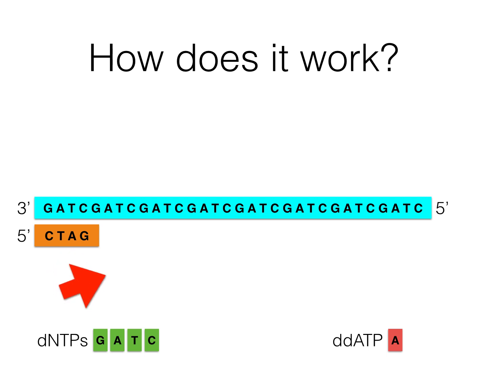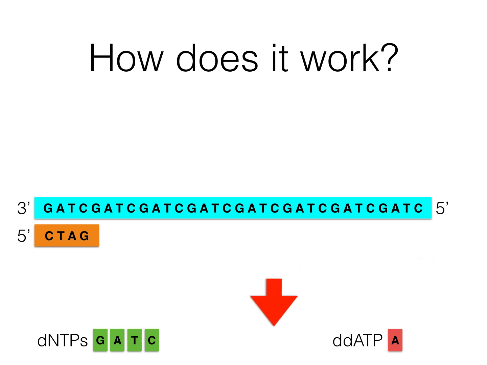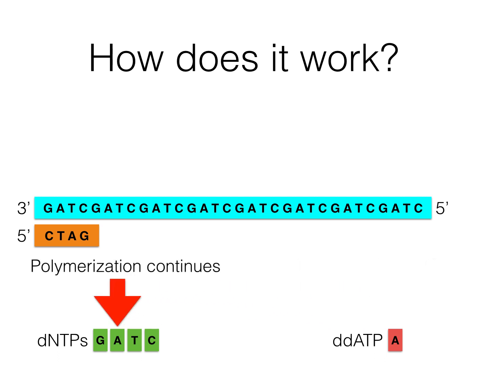And what will be incorporated in the growing polymer would be the dNTPs, the Gs, the As, the Ts, and the Cs. And of course, this particular reaction mixture contains a chain terminator for A, which means if this A is incorporated, polymerization stops. Whereas if any of the following regular substrates are incorporated, polymerization continues.